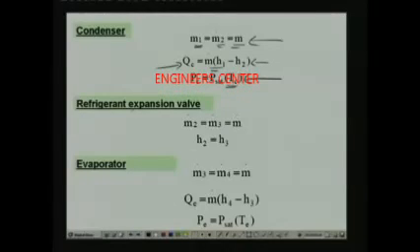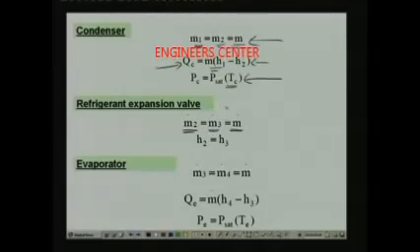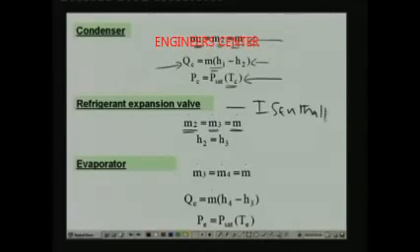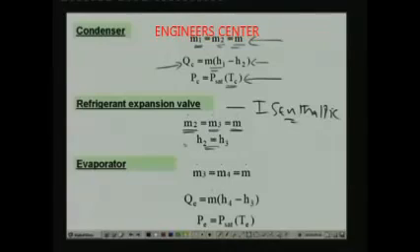Similarly, you apply the mass and energy balance for the expansion valve. This is the mass entering and this is the mass leaving, and this is again equal to the pure refrigerant flow rate m dot. And since the expansion process is isenthalpic, there is neither heat transfer nor work transfer. So the enthalpy remains constant: H2 is equal to H3.